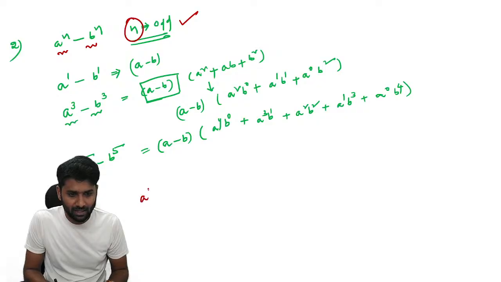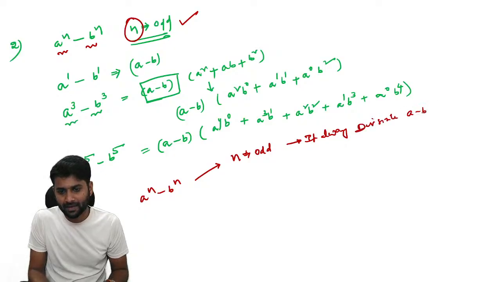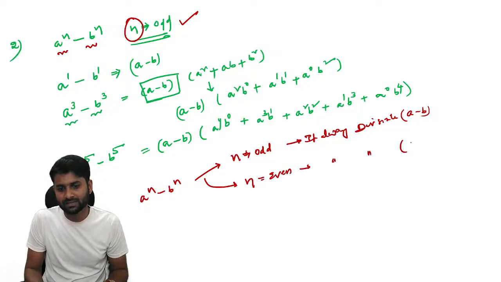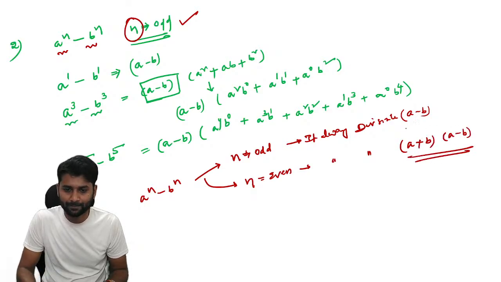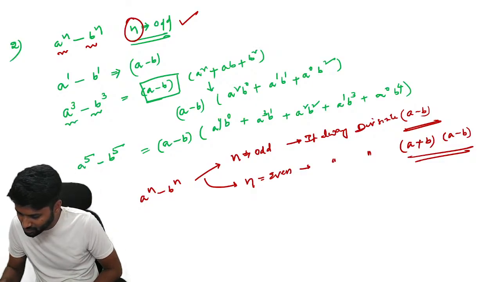Guys, till now 2 points. If a power n minus b power n, if n is odd, it is always divisible by a minus b. If n is an even number, then it is always divisible by a plus b into a minus b. Is it clear? Is this theory clear? Please let me know in the comments.